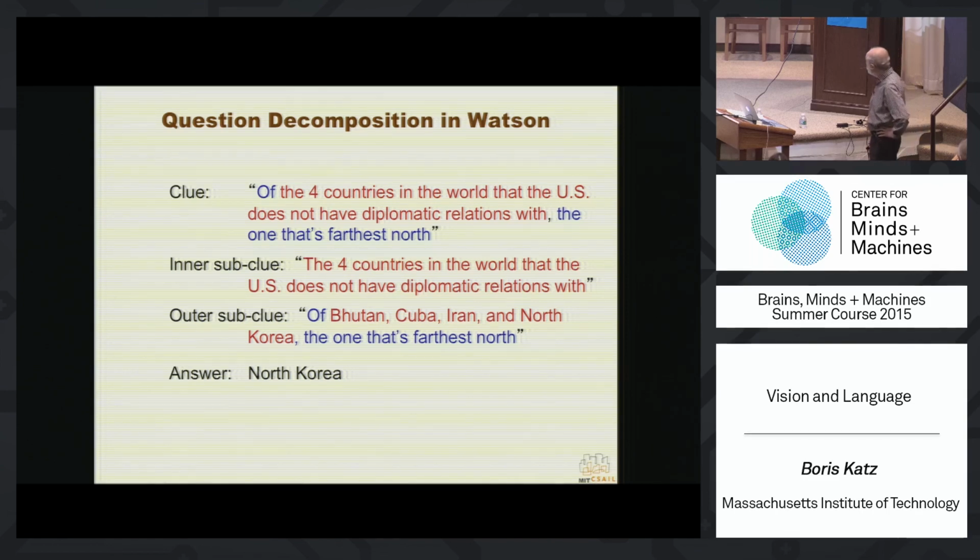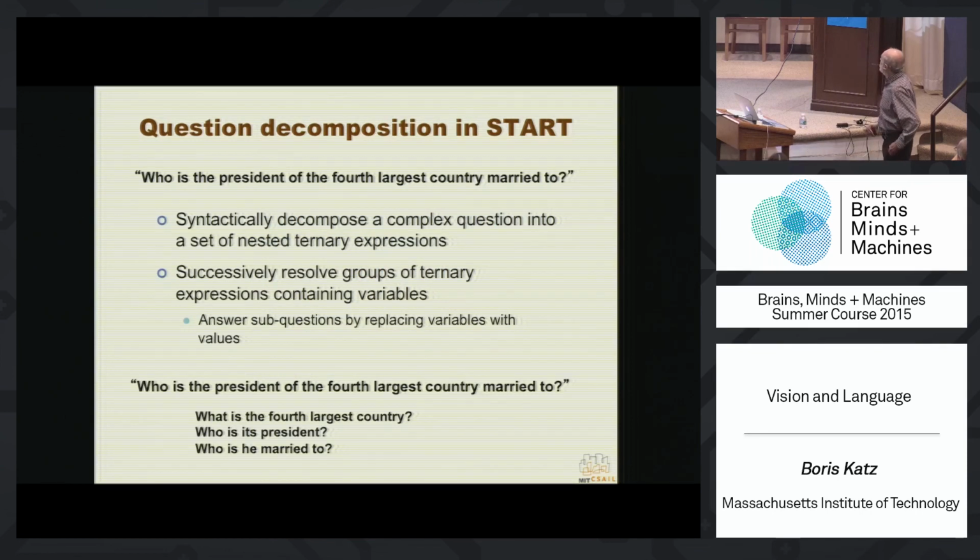So here's an example of a real question. Of the 4 countries in the world that the US does not have diplomatic relations with, the one that's farthest north. So it's pretty much asking several questions. One is an inner sub-question, the 4 countries in the world that the US doesn't have relations with, and the outer sub-question is, now that you know these 4 countries, which is the farthest north. You do a little bit of arithmetic and you find the answer is North Korea. And of course, this is very similar to what Start did years before: you decompose the question and you solve the parts separately, as I showed you a few minutes ago.